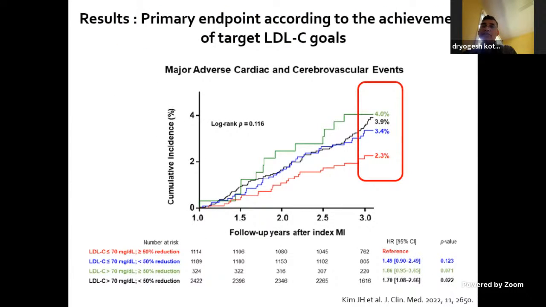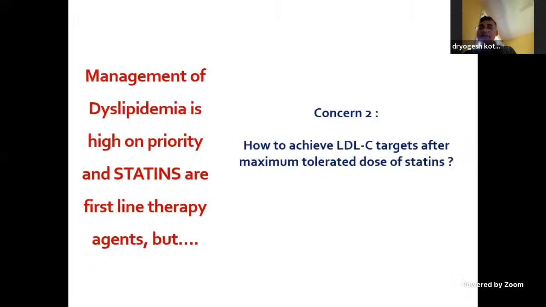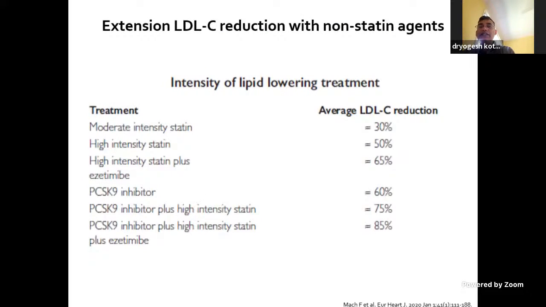So this is the graphical representation of the data where they showed a significant reduction of event rate with moderate to high intensity statin and a follow-up period of 3 years. So next slide. So how to achieve the LDL cholesterol target after the maximum tolerated dose of statins has been given. We know that statins are the first line of agents, but what do we do beyond statins is the main concern that we had. And next slide.